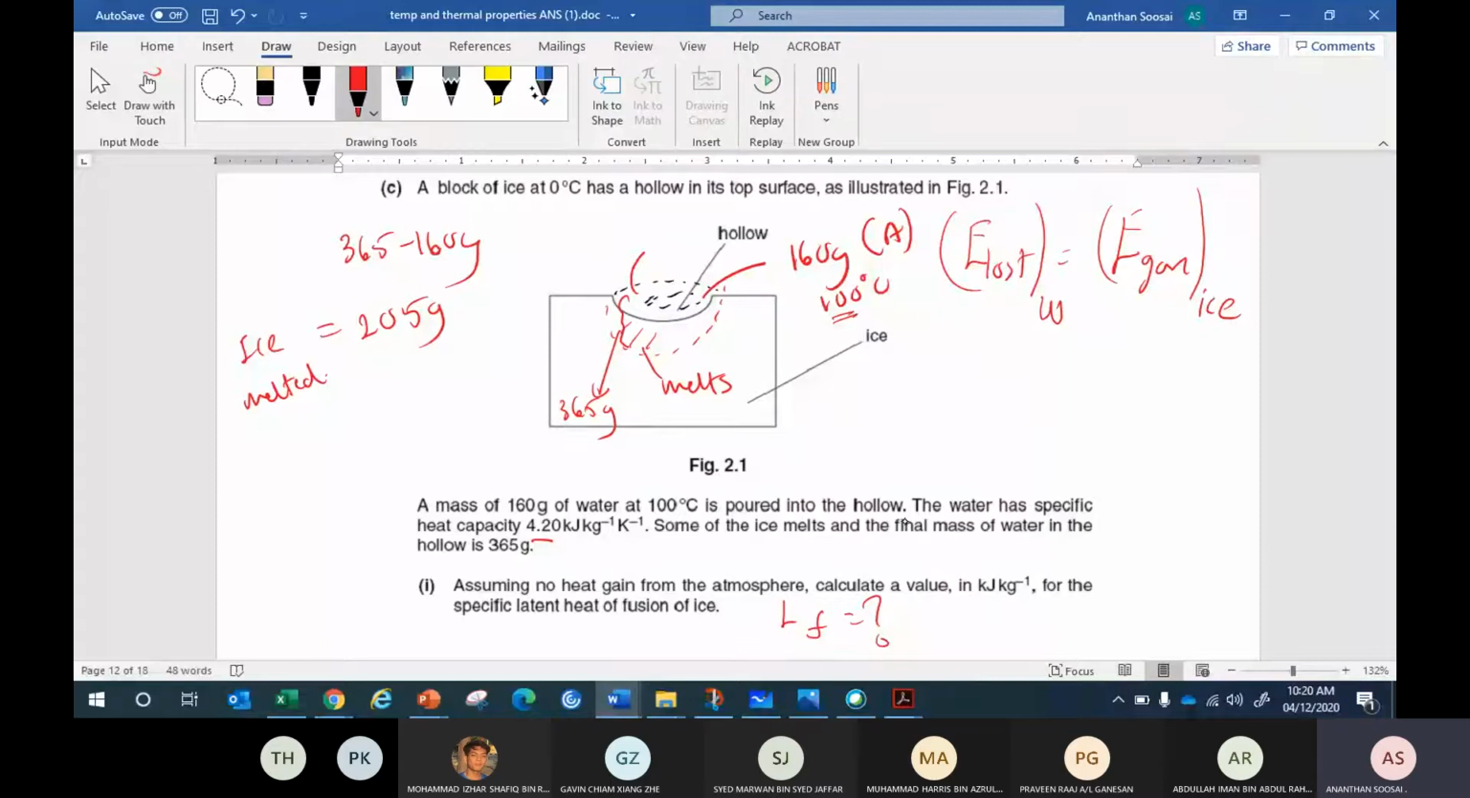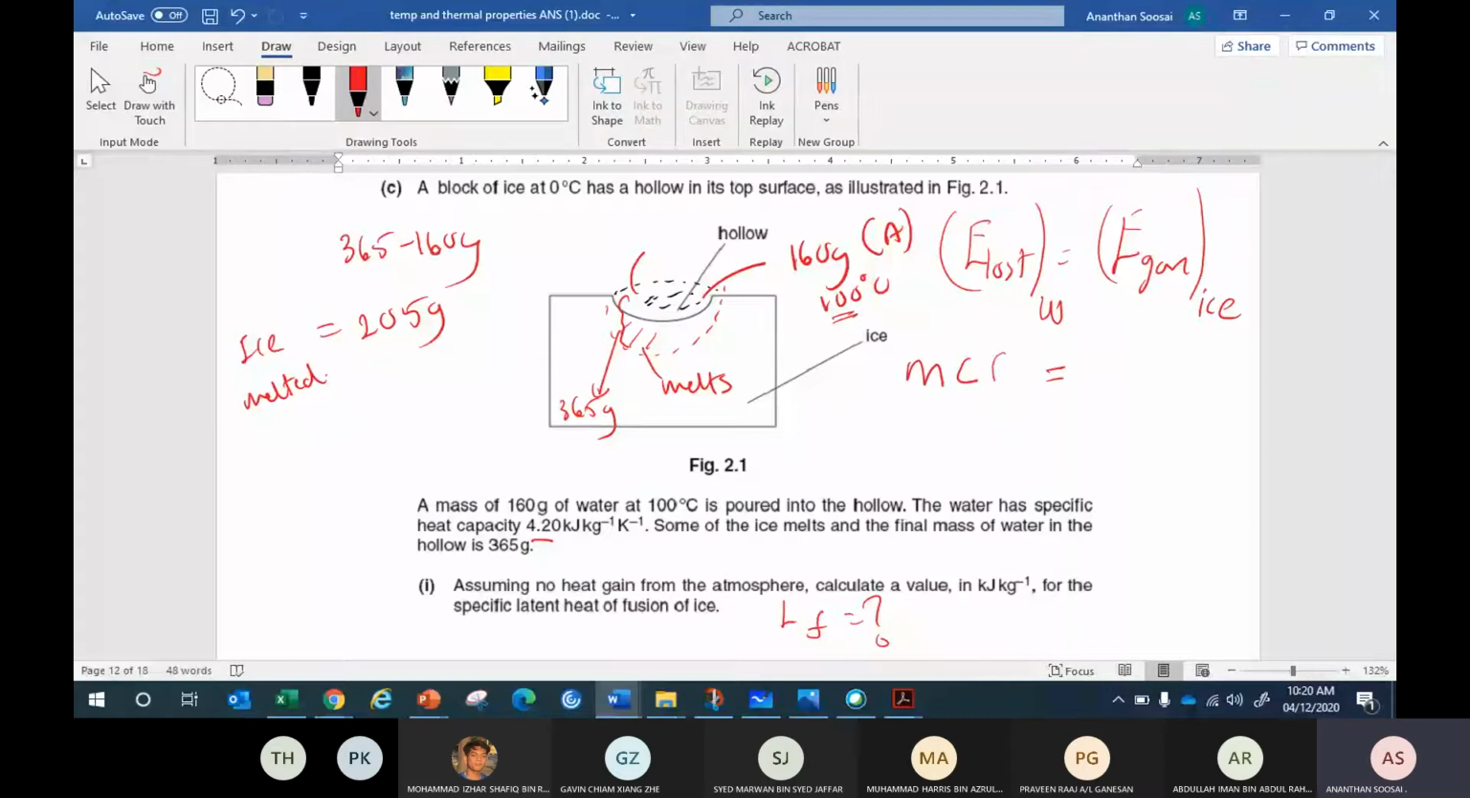So what is the energy loss of the water? Does the water change phase or not? Anyone? No. Hot water on ice, it doesn't change phase, right? So energy loss in water, what formula do you use? Not ml, so just mcθ.